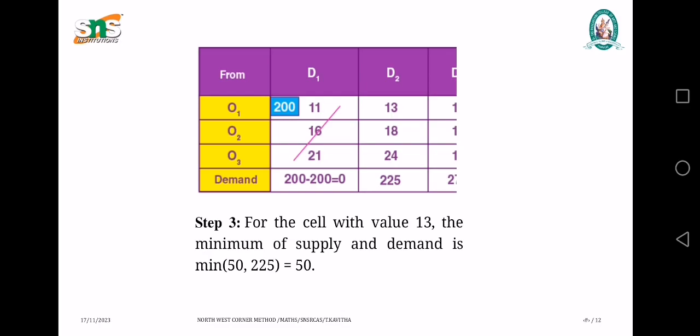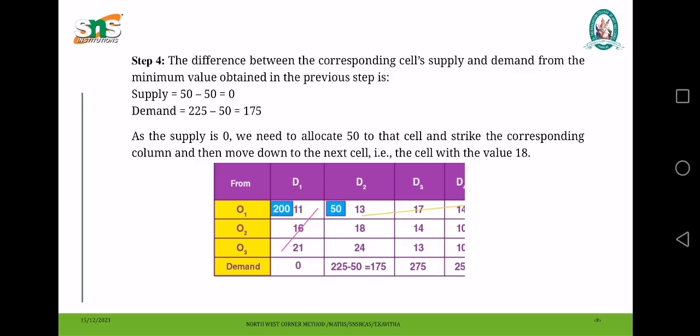For the cell with the value 13, the minimum of supply and demand is the minimum of 50 and 225, which gives 50. Next, step 4, the difference between the corresponding cell's supply and demand and the minimum value obtained in the previous step: supply is 50 minus 50, which is 0, and demand is 225 minus 50, which is 175. As the supply is 0, we allocate 50 to the cell, strike the corresponding row, and then move down to the next cell, that is, the cell with the value 18.